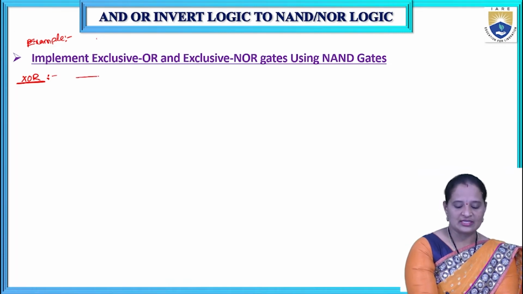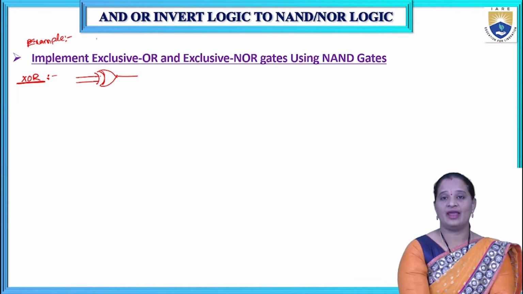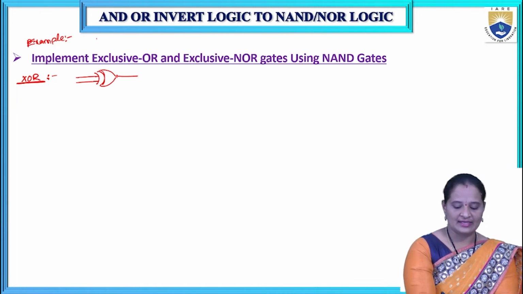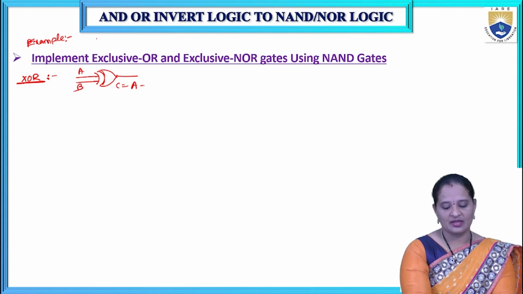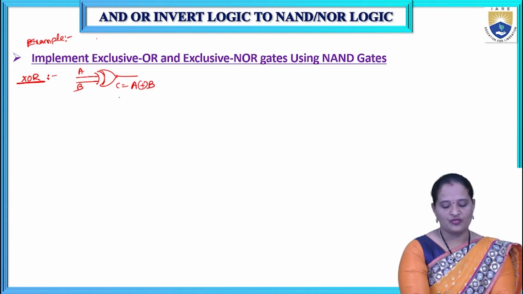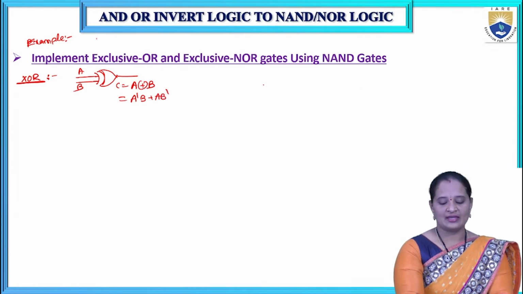Okay. So the exclusive OR gate symbol is this one, exclusive OR, right? So here this is the XOR gate with inputs A and B. If A and B are the inputs, then the output C can be written as A XOR B, which can also be written as A bar B plus A B bar. This is exclusive OR.